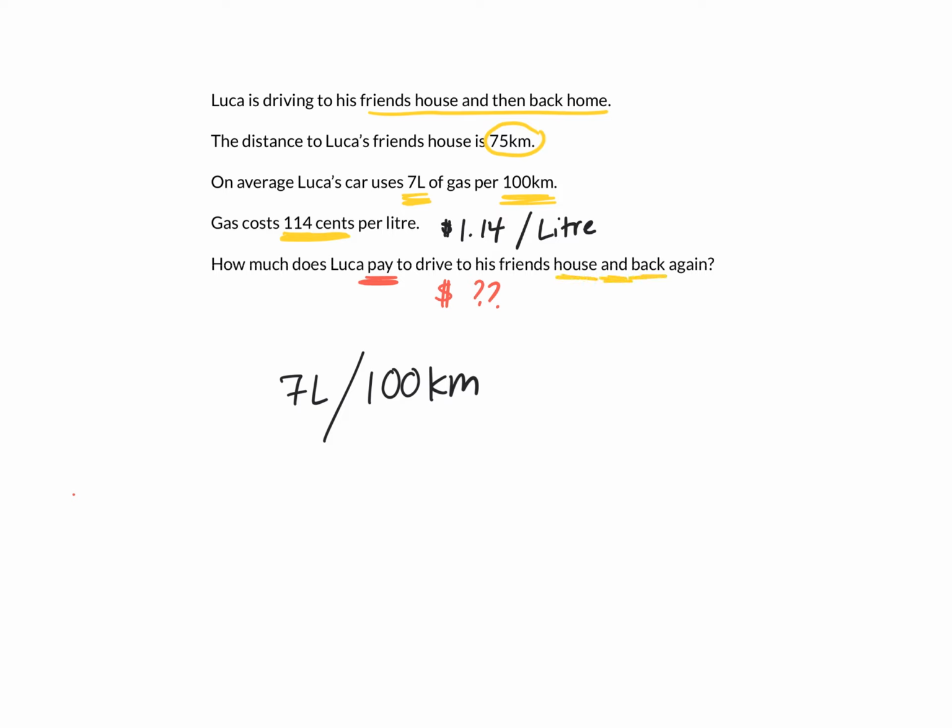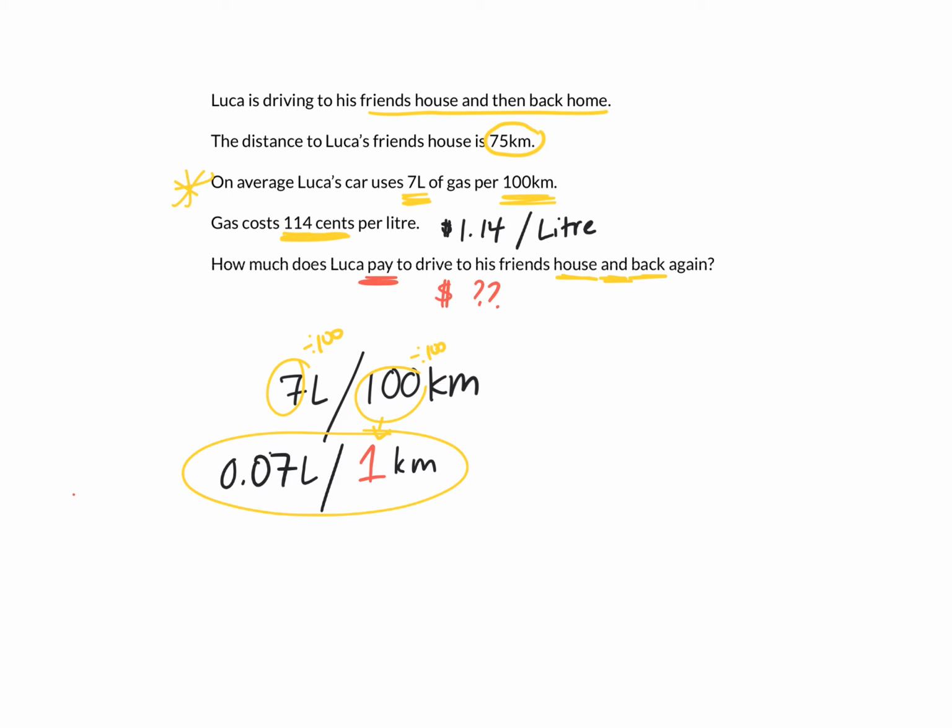Okay, so let's look at the question again. We are told that his car uses an average of 7 liters of gas per 100 kilometers. Well, let's figure out how many liters of gas is that for every 1 kilometer. This is similar to a question we've done already. We're trying to figure out the unit rate. So we're going to take the 7 and divide it by 100, because if we take 100 and divide it by 100, that gives us 1. So 7 divided by 100 is 0.07. That means that his car uses 0.07 liters for every 1 kilometer.